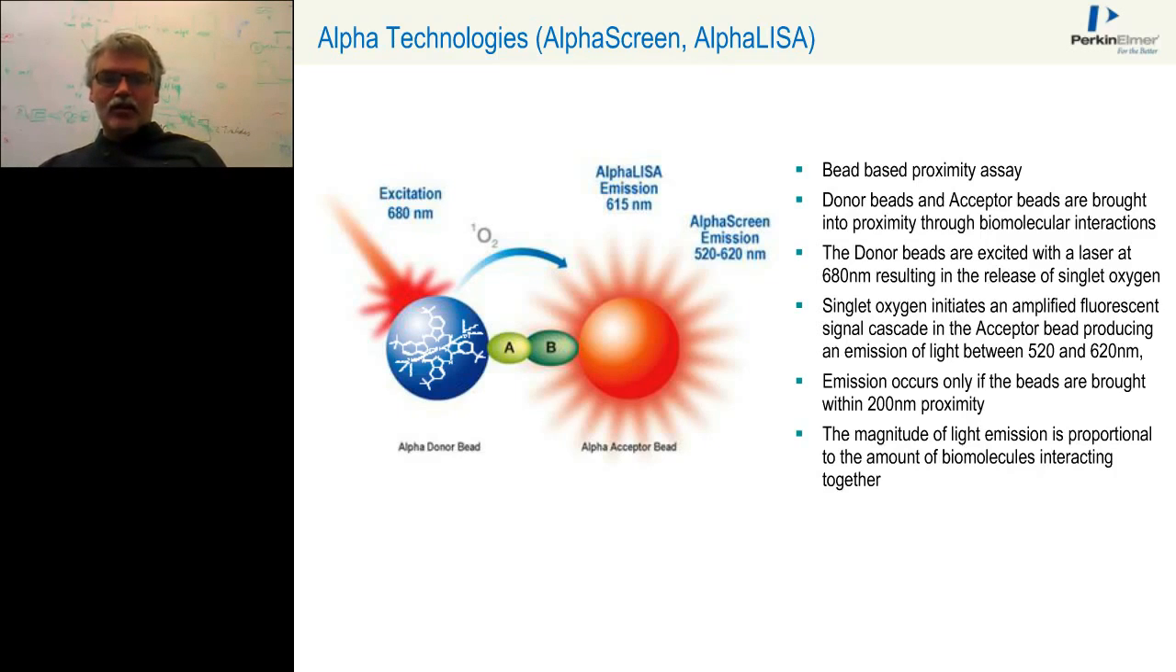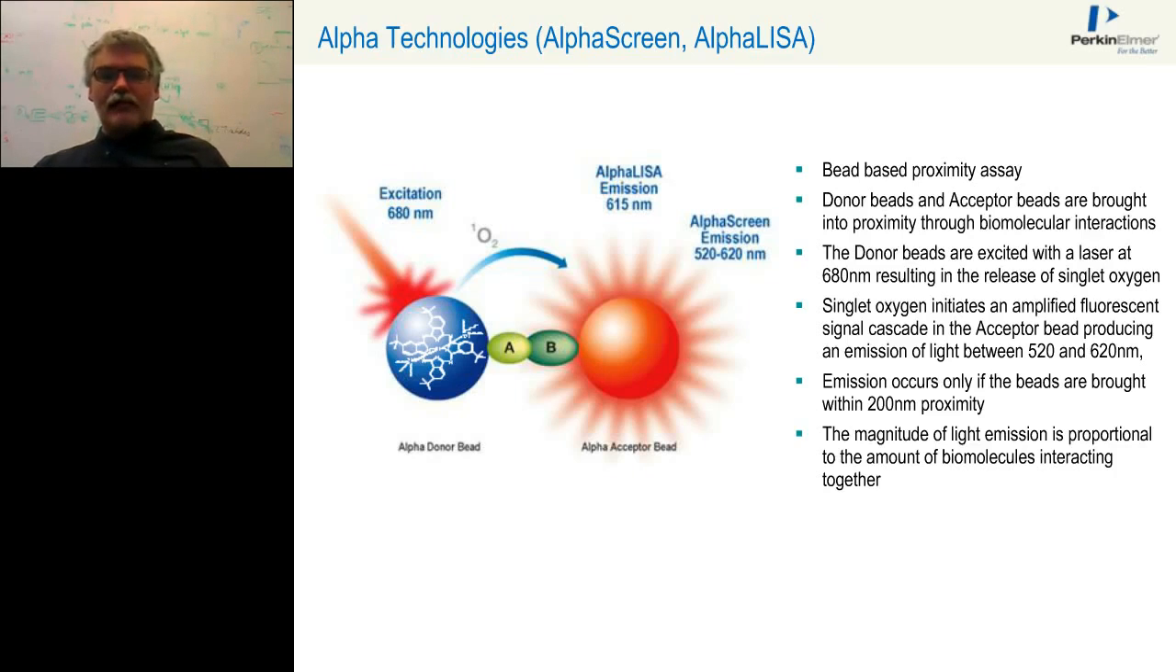The second thing to note is that the singlet oxygen can diffuse up to 200 nanometers. While this may look small, this allows Alpha to measure about any biological entity you can want to detect, from very small molecules like amino acids or nucleotides up to very large proteins such as IgMs or even viral particles.